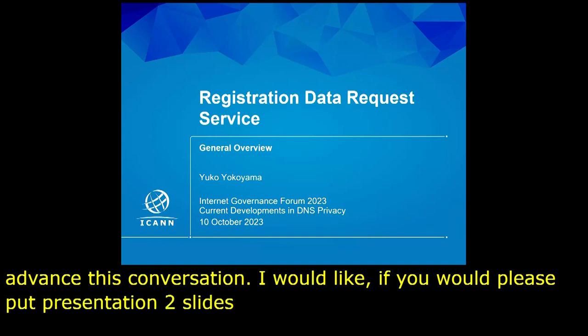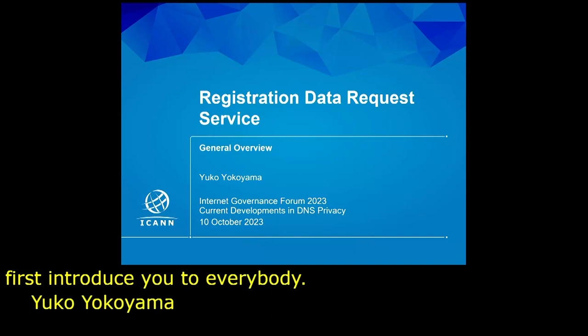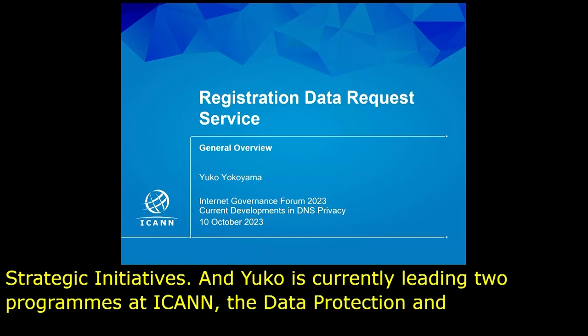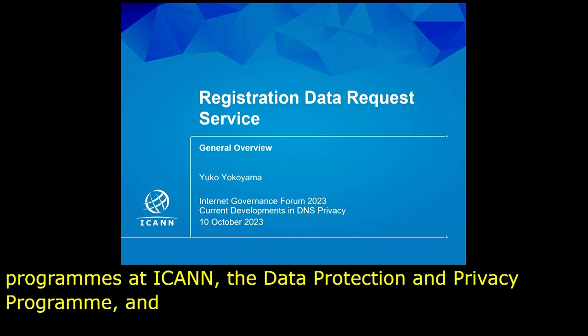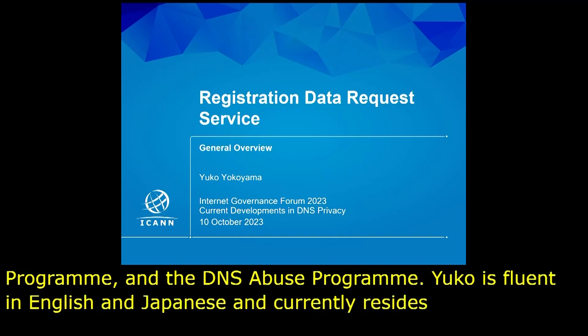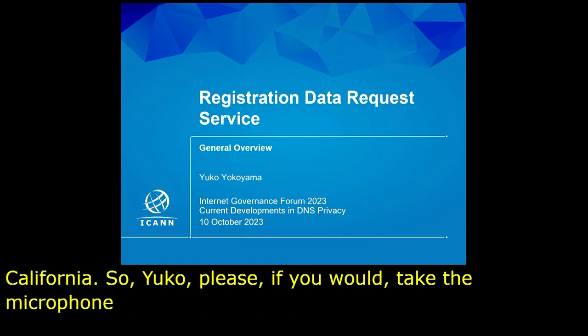Yuko, I would like to first introduce you to everybody. Yuko Yokoyama is ICANN's Program Director for Strategic Initiatives. And Yuko is currently leading 2 programs at ICANN, the Data Protection and Privacy Program and the DNS Abuse Program. Yuko is fluent in English and Japanese and currently resides in Los Angeles, California. So Yuko, please, if you would, take the microphone and talk to us about ICANN's Registration Data Request Service.